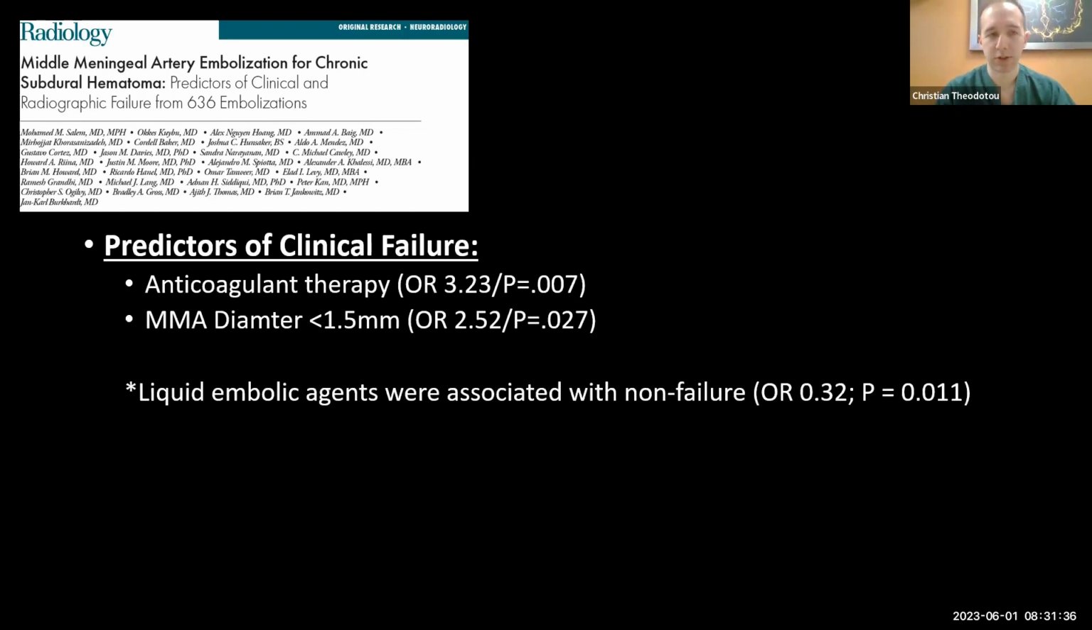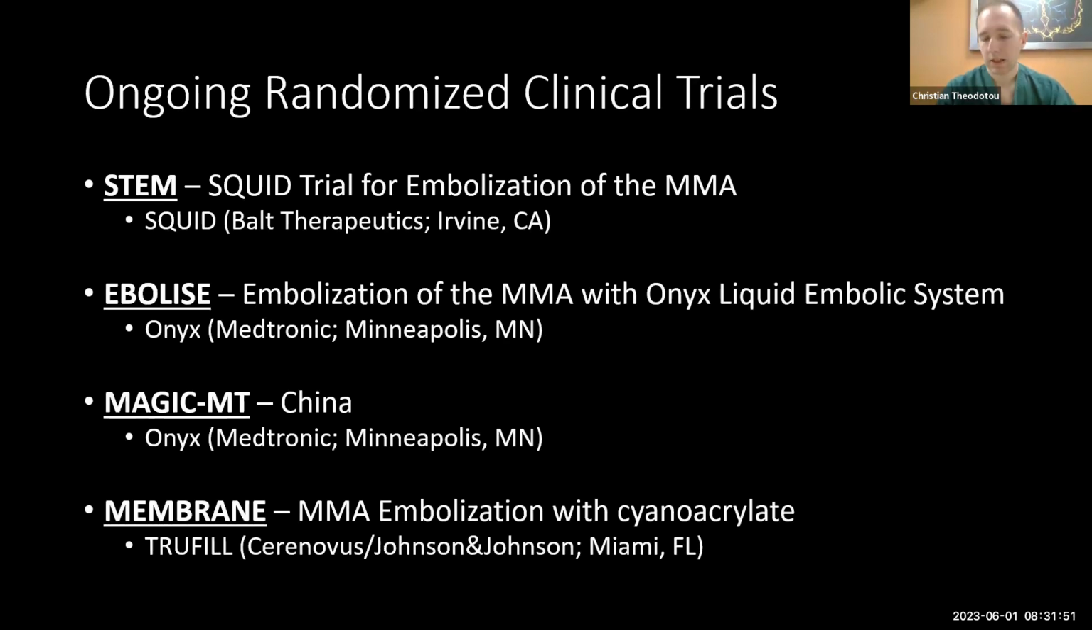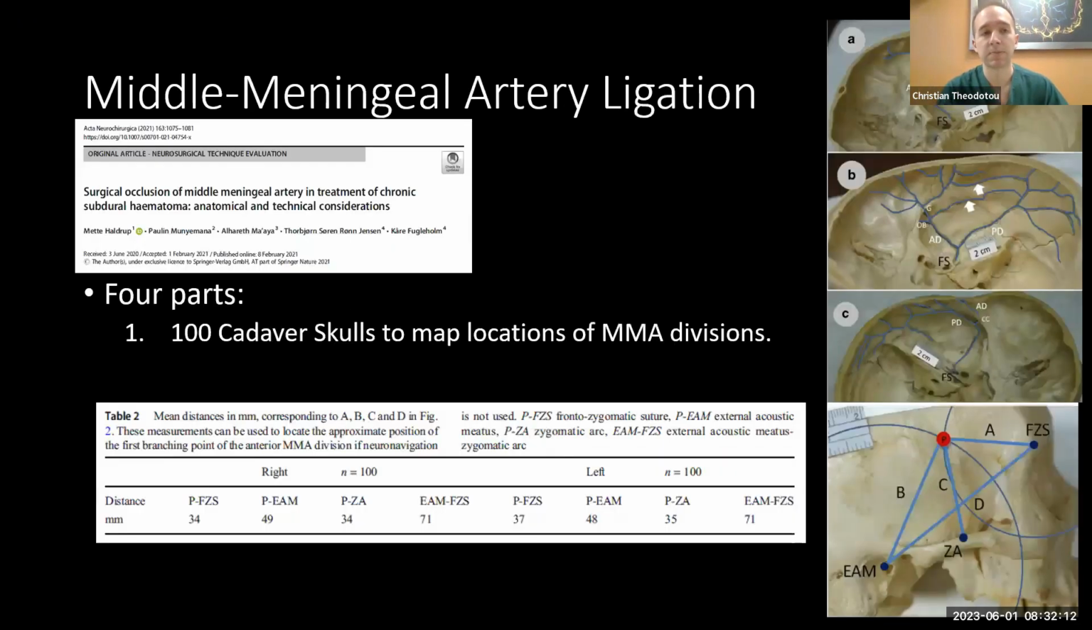They also noted predictors of failure, which would be someone who's on anticoagulants, which you might expect, and also a small MMA. They also found that liquid embolic agents were more effective than coil embolizations, because some centers were doing purely coil embolizations in that study. And right now there's a lot of ongoing studies in various places using different embolic agents. There are these 3 here in the United States, and another one in China using different embolics, but all basically trying to do the same thing because of the results from all of these studies.